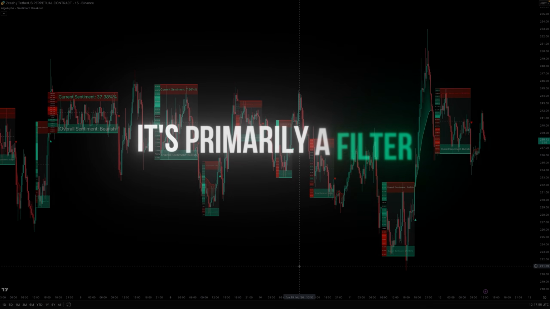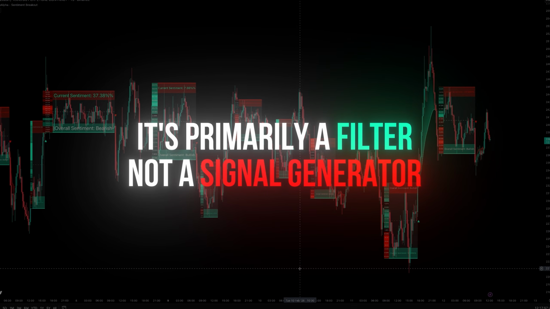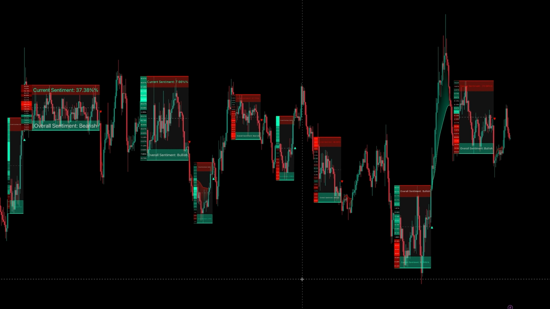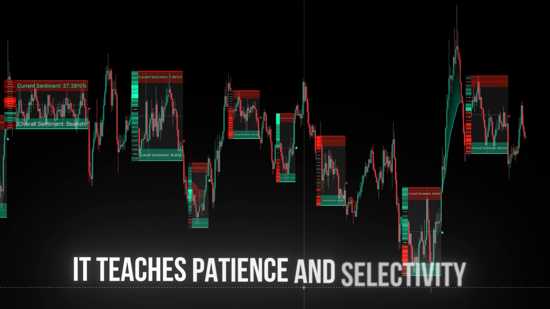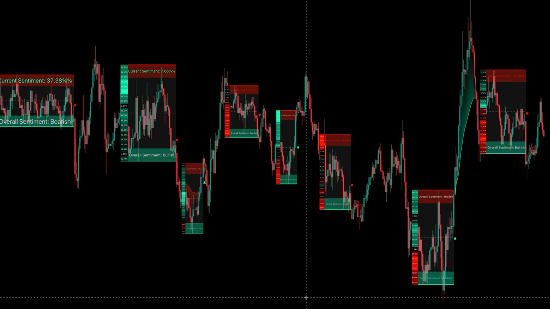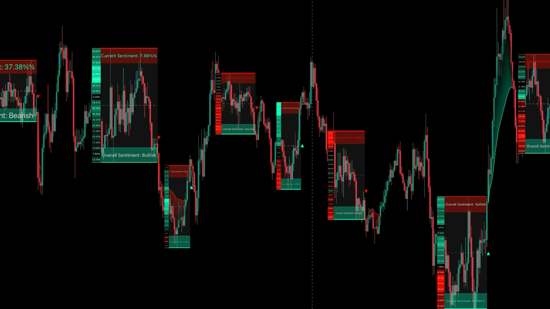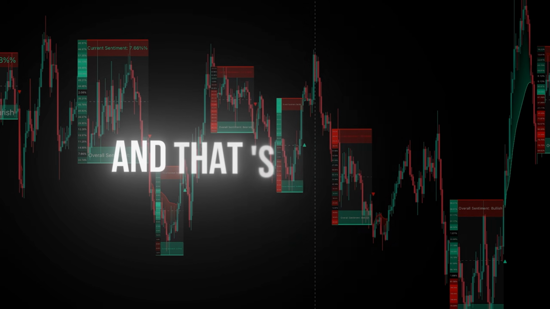Fourth, it's primarily a filter, not a signal generator. The main value of the indicator isn't in giving more frequent signals, but in filtering out the bad ones. It teaches patience and selectivity. Sometimes you might sit the whole day without making a trade, because not a single breakout was confirmed by the right internal setup. And that's a good day.